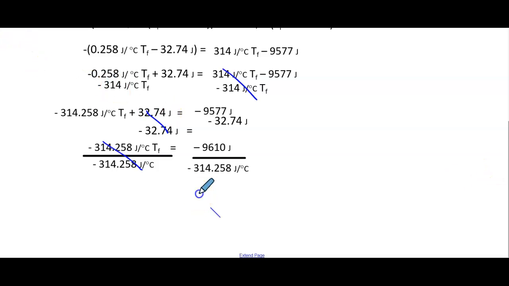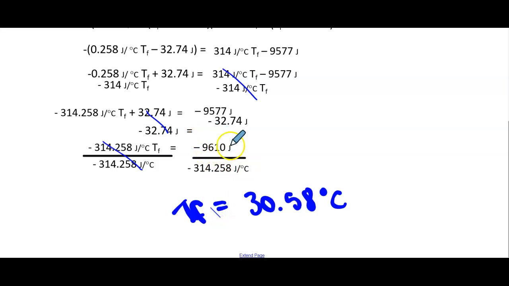Okay, so that I get, well, let me get that pen working, 30.58 degrees Celsius. So my T sub F, remember these negatives would cancel, joules would cancel, give me degrees Celsius. So that's how you go through that problem algebraically. Watch again if needed. Reach out if you need some help.